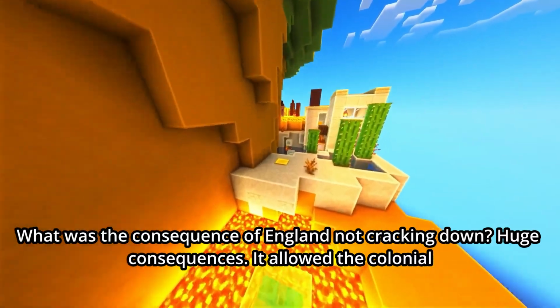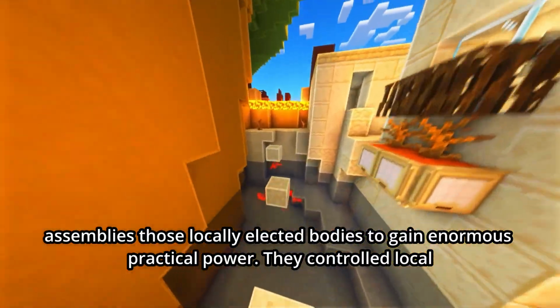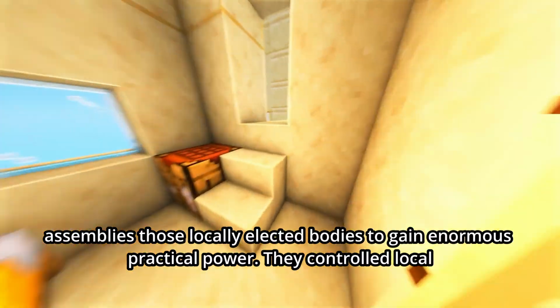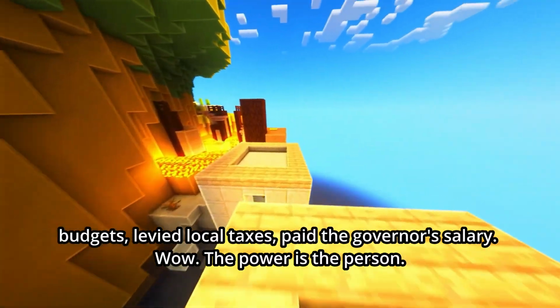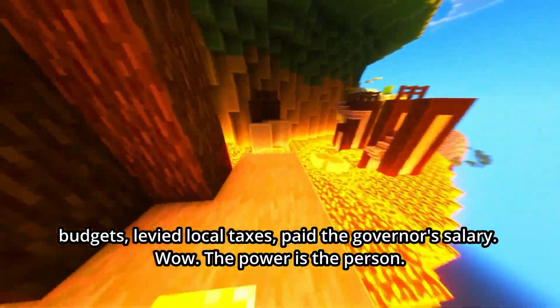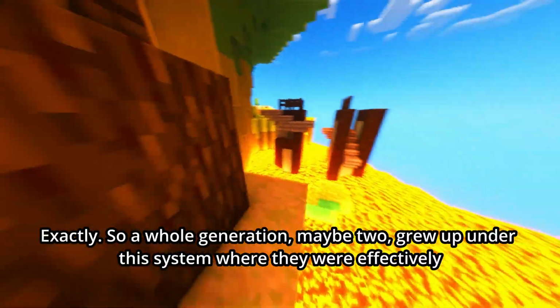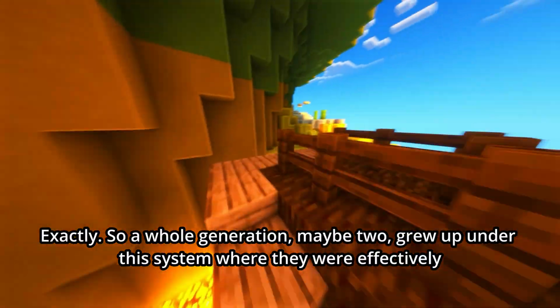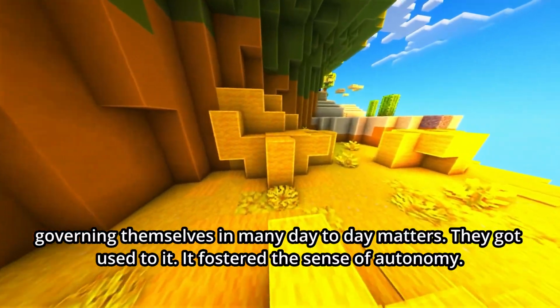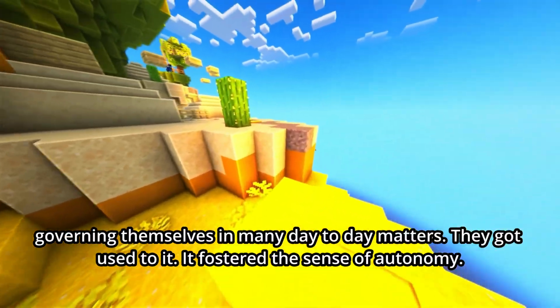Huge consequences. It allowed the colonial assemblies, those locally elected bodies, to gain enormous practical power. They controlled local budgets, levied local taxes, paid the governor's salary. The power of the purse. Exactly. So a whole generation, maybe 2, grew up under this system where they were effectively governing themselves in many day-to-day matters. They got used to it. It fostered a sense of autonomy.